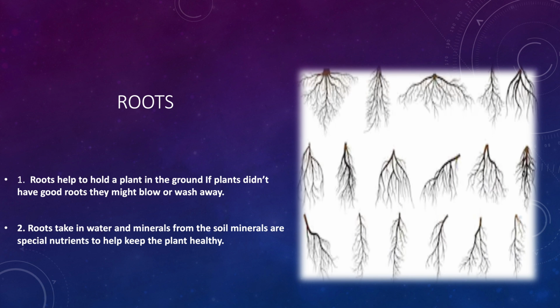Roots. Roots help to hold a plant in the ground. If plants didn't have good roots, they may blow away or wash away. Roots take in water and minerals from the soil. Minerals are special nutrients to help keep the plant healthy.